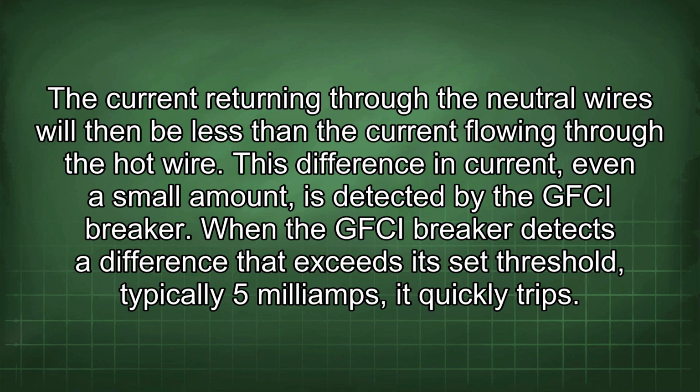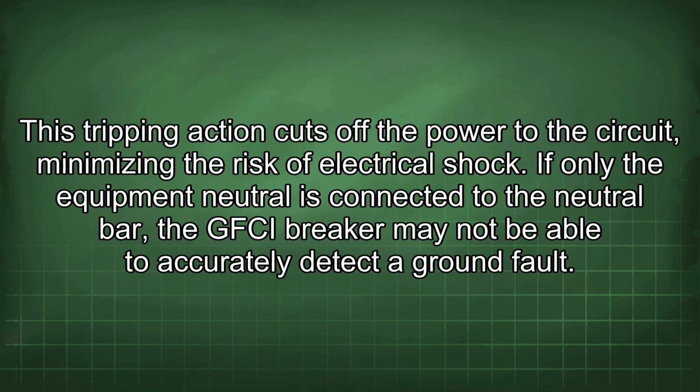When the GFCI breaker detects a difference that exceeds its set threshold, typically 5 mA, it quickly trips. This tripping action cuts off the power to the circuit, minimizing the risk of electrical shock.